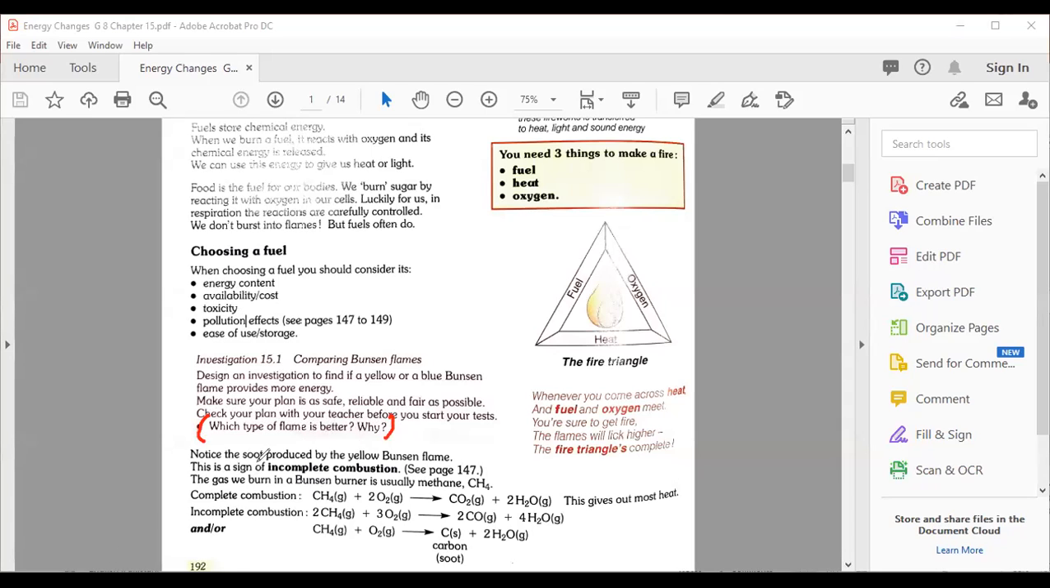Okay, notice the soot produced by the yellow Bunsen burner's flame. This is a sign of incomplete combustion. What is the meaning of incomplete? It is very easy to understand. Incomplete means that the fuel is not burnt completely.